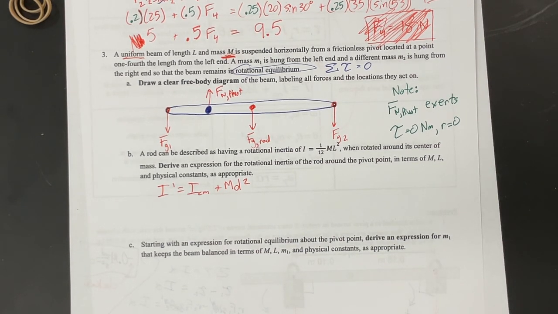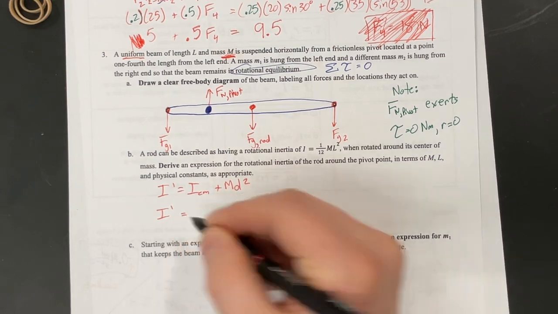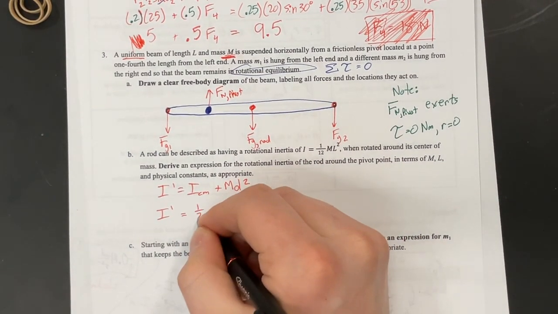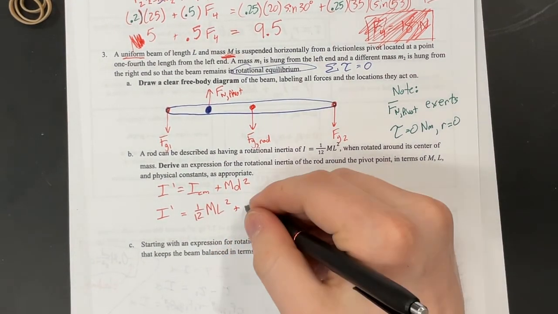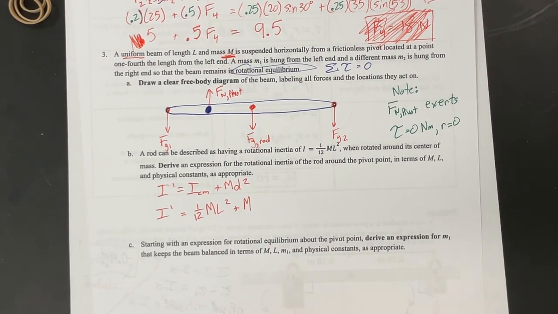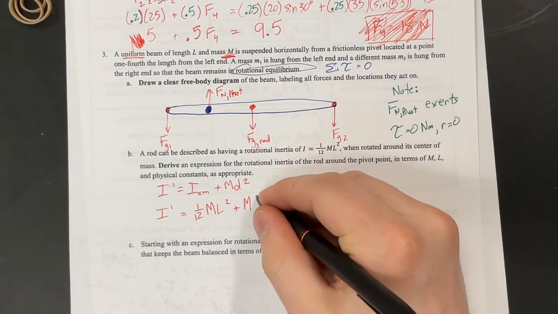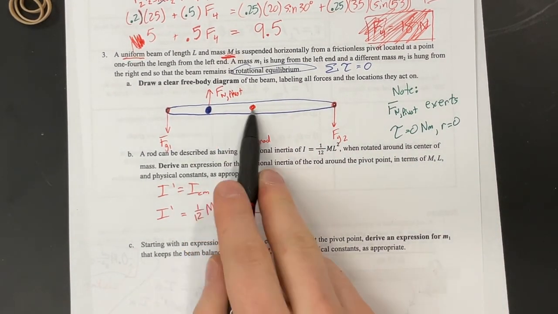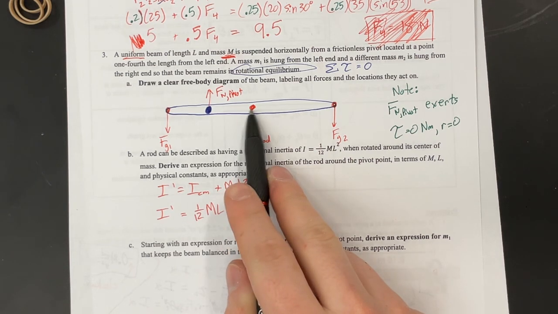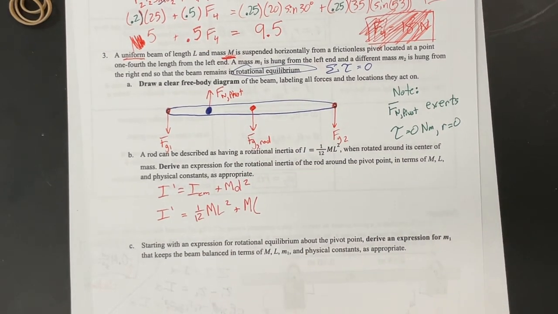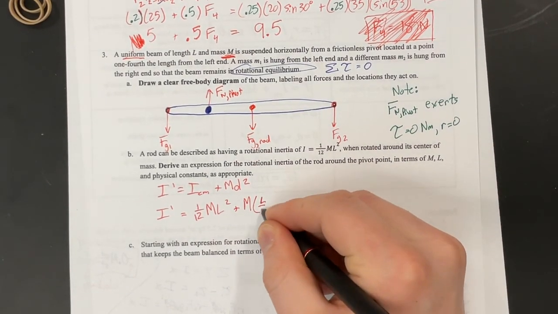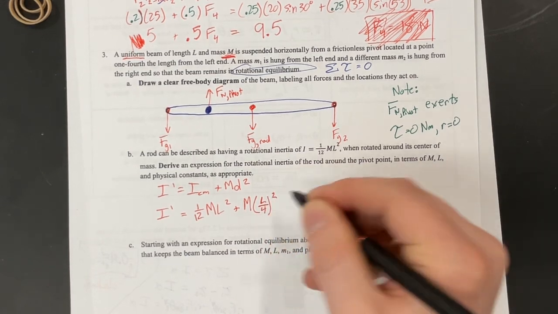I'm just copying this equation from the equation sheet. So our new rotational inertia, I, is I center of mass, 1/12 ML squared, plus mass of the rod, which is capital M like they give us, times the distance it is away from the center of mass. Well, we're told it's 1/4 from the left end, so it's 1/4 from the center as well. So L over 4 is our distance.